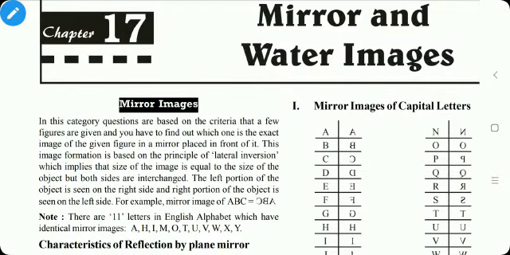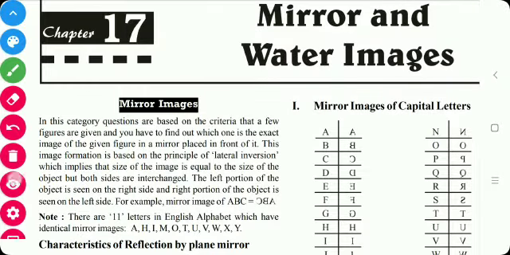In the mirror image questions, a few figures are given, and we have to find out which one is the exact image of the given figure in a mirror placed in front of it. This image formation is based on the principle of lateral inversion, which implies that the size of the image is equal to the size of the object, but both the sides are interchanged. Means the left portion of the object is seen as the right side and the right portion of the object is seen as the left side.